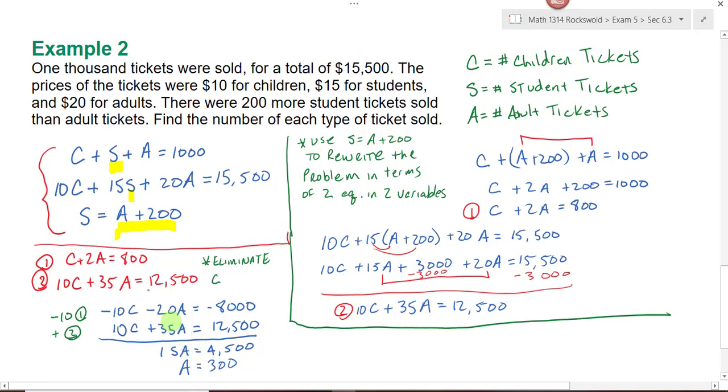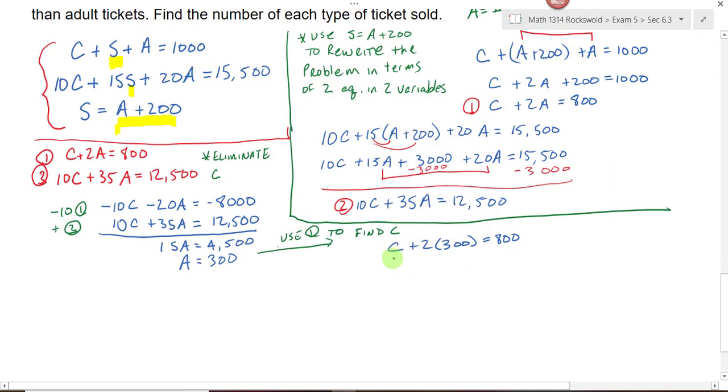Now that I know what a is, I can go back to this equation and find c. So in equation 1, I have c plus 2 times a, but a we said was 300, equals 800. So that means that c plus 600 is equal to 800. And when I subtract 600 from both sides, that gives me c is equal to 200. So that means I had a total of 200 children's tickets sold and 300 adults tickets sold.